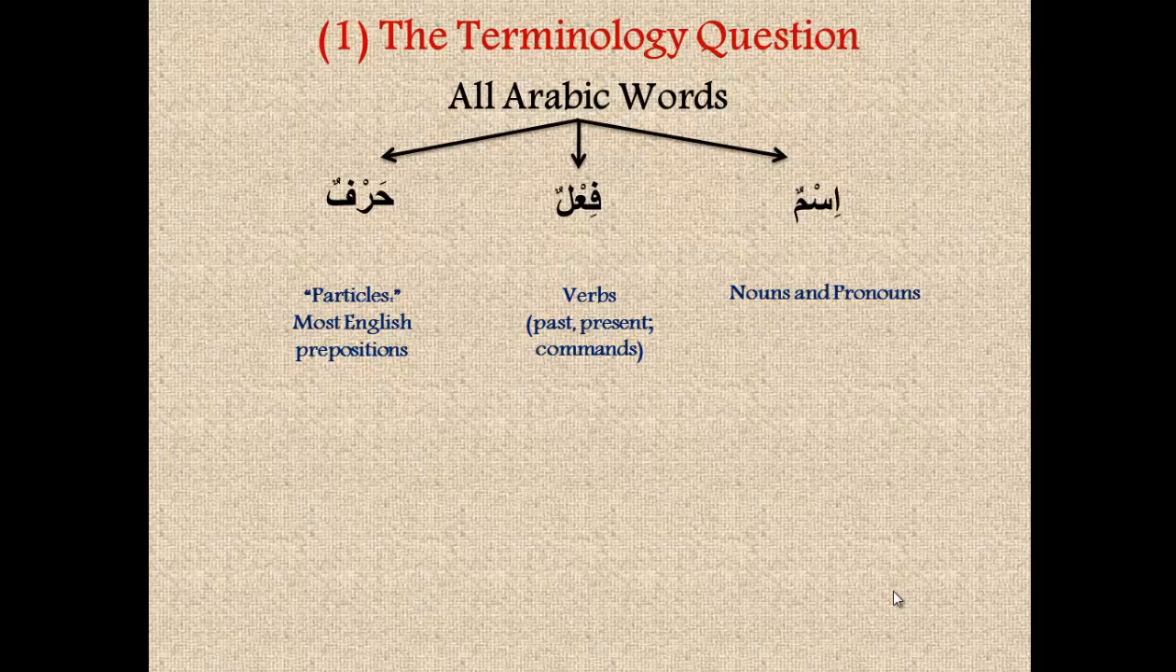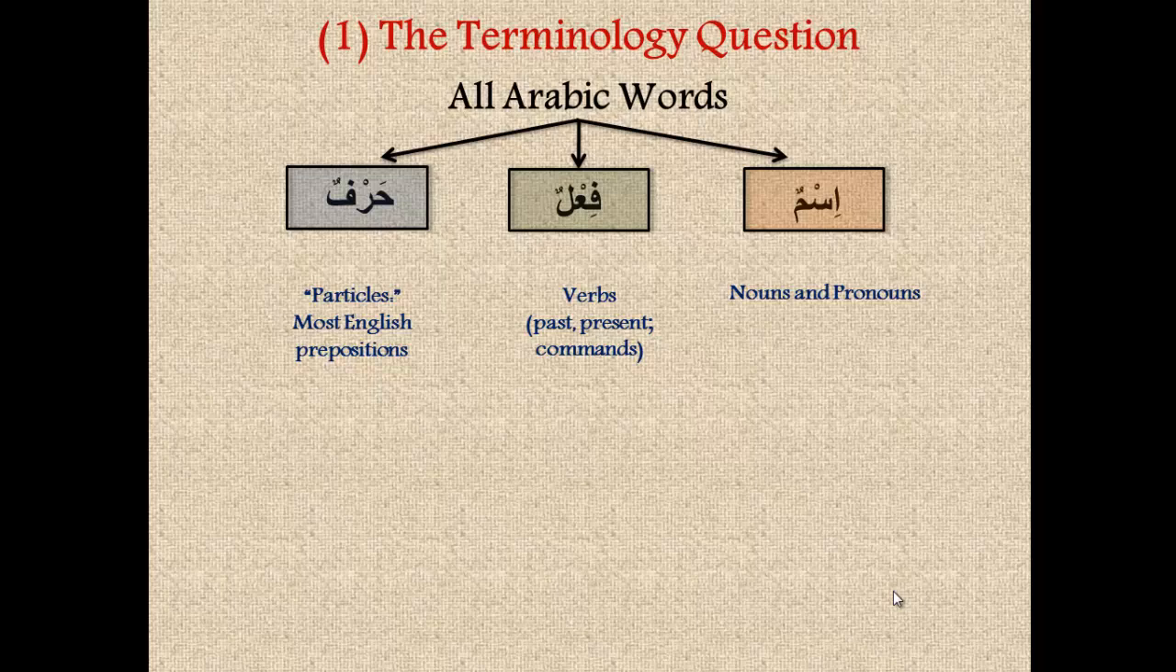So in lesson number 1, in the previous lesson, I told you that all Arabic words can be divided into 3 large categories, and they are namely the ism, the fi'l, and the harf. Ismun wa fi'lun wa harfun. And I defined these words for you in lesson number 1. I told you that the ism was a noun or a pronoun, that the fi'l was a verb, and that the harf I defined using the very vague English term particle. And I mentioned that most English prepositions fall under this category right here.